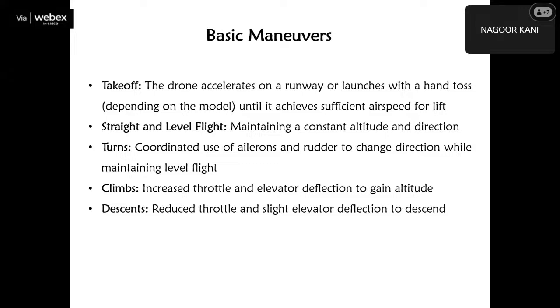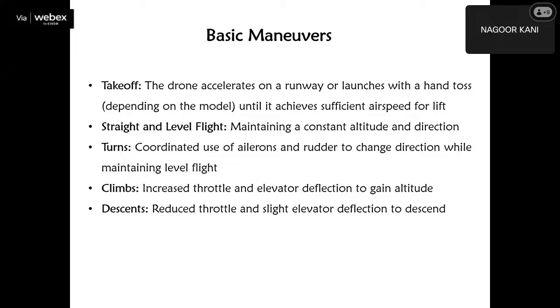Straight and level flight is the fundamental state of controlled flight. The drone maintains constant altitude and direction. So it is straight. It is like cruise, but it is not fully automated. Still, it is a manual control. Turns we achieve through a coordinated effort of ailerons and rudder, so we can do it with a combination of that.